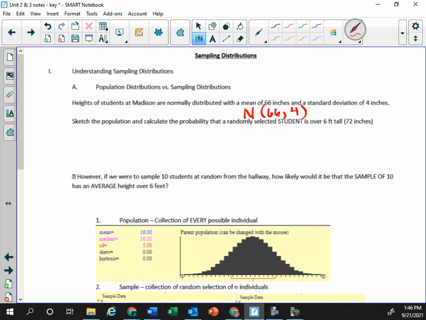So we're going to sketch the population first. Guys, what's going to go right in the center of my distribution? 66. What's one standard deviation above? 70, then 2 standard deviations, and 3 standard deviations, and then 1 standard deviation below, 2, and 3.